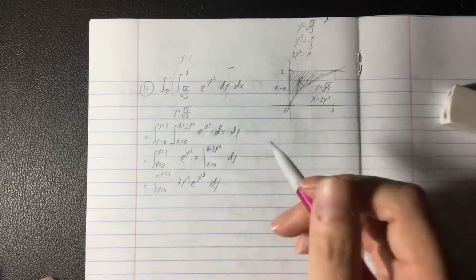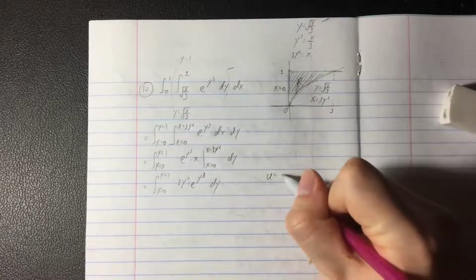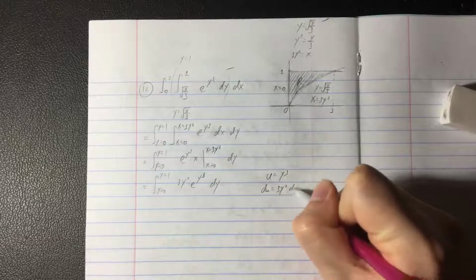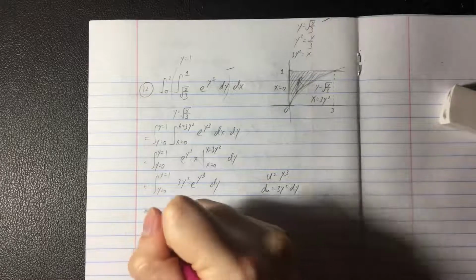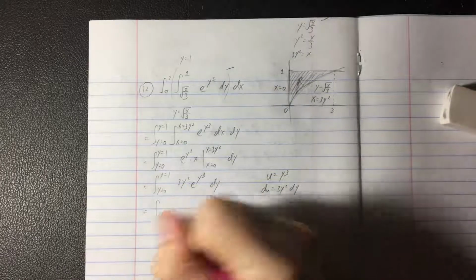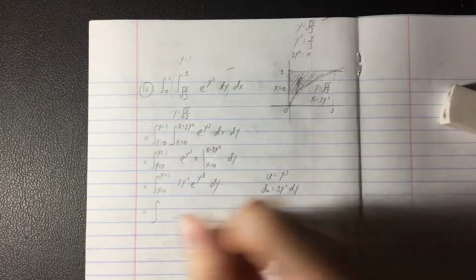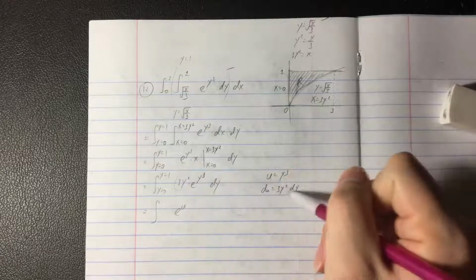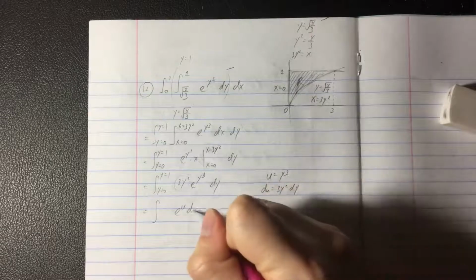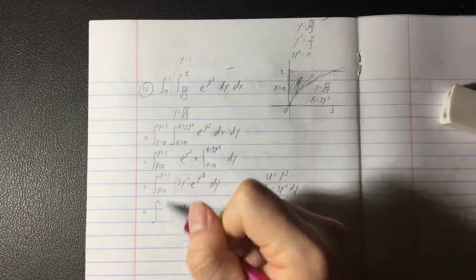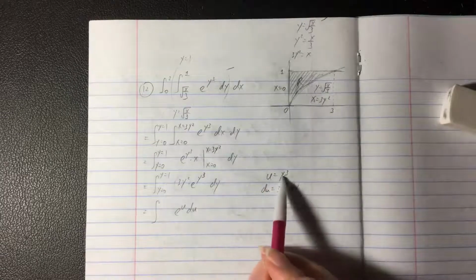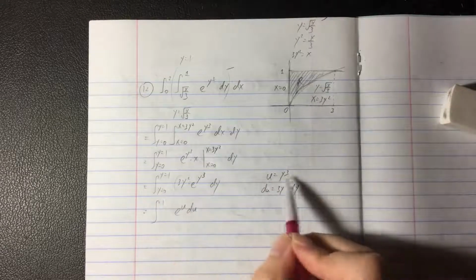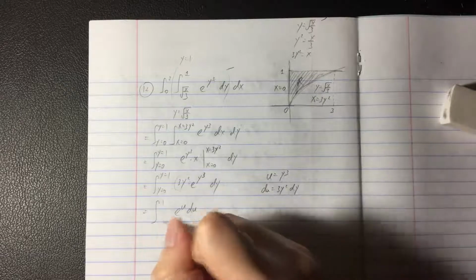Here we can try to make a u substitution. Let u equal to y cubed. Then du will be 3y squared dy. So y to the power 3 becomes u. I get e to the power u here. 3y squared dy becomes du. And for the upper and lower limit, if I plug in 1 for y, 1 cubed is 1. If I plug in 0 for y, 0 cubed is 0.